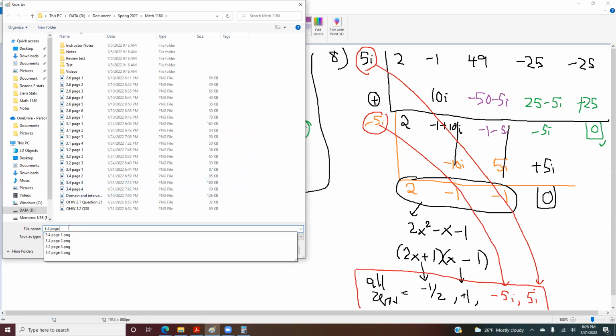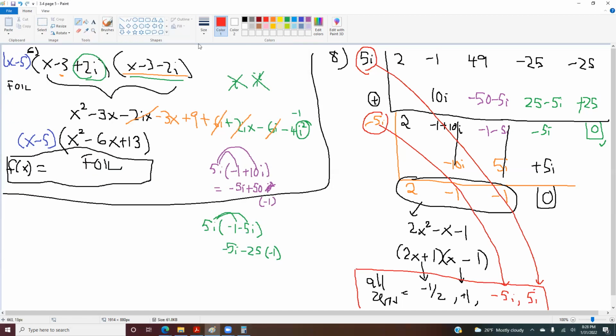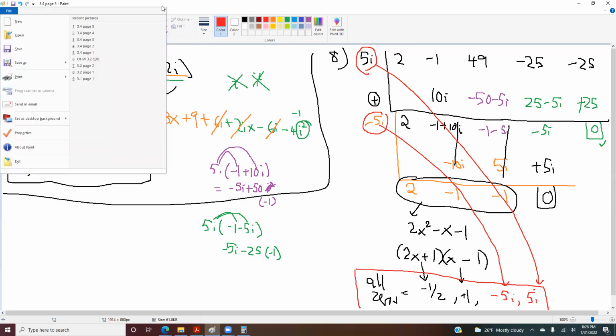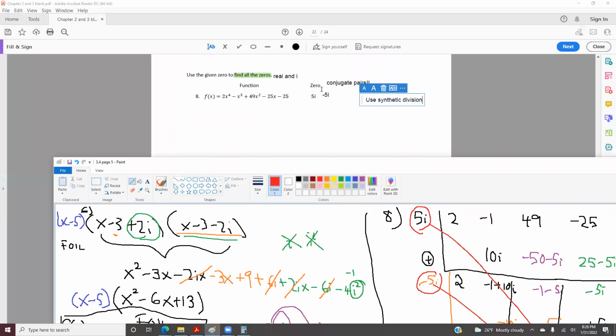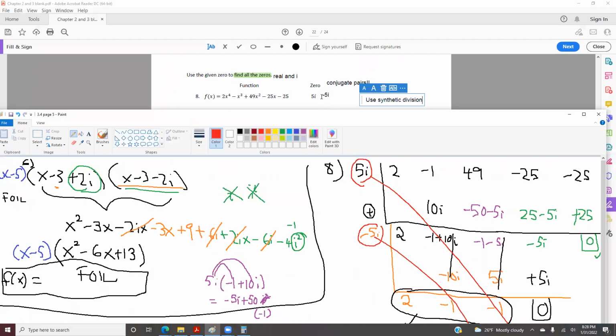So, questions, anyone? Yeah, how do you know when you have to do your synthetic division again? The question is given as zeros. So if they give you multiples, then you do it multiple times. Okay, cool. But this one only gives you one, so we know the other one by doing the conjugate.